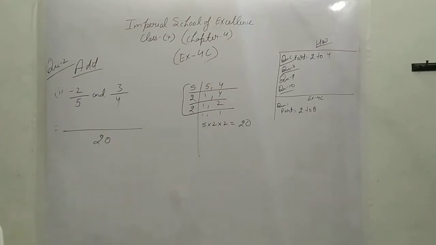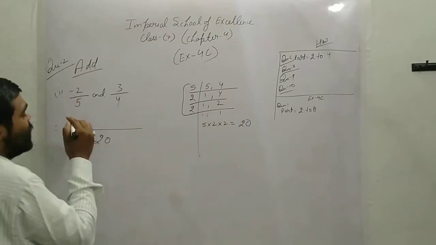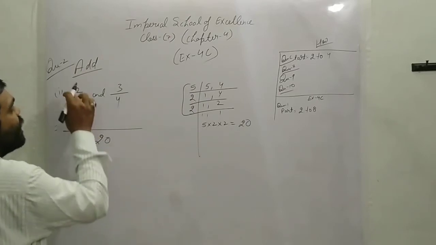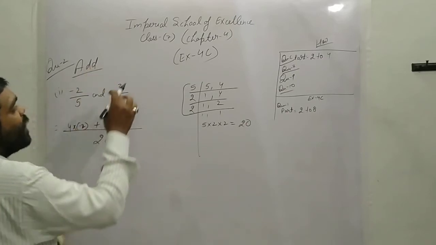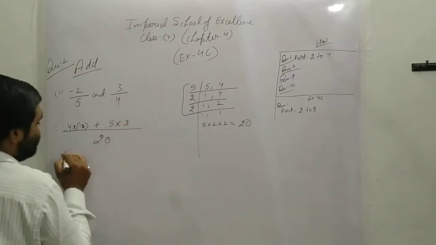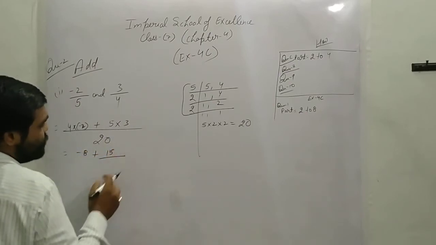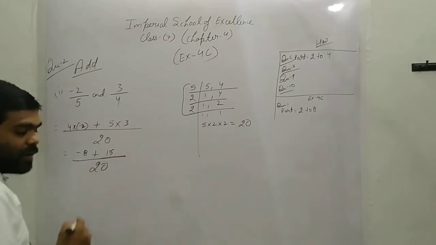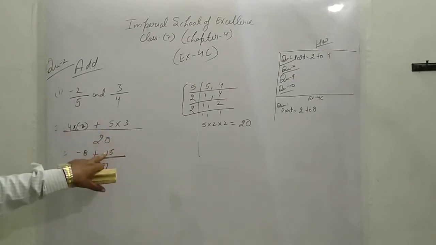Now what do we have to do? You have to speak the table of 5. How many times does 20 come in the table of 5? 5 1s are 5, 5 2s are 10, 5 3s are 15, 5 4s are 20. You have to write here 4. Multiply minus 2. It is given here to add, so plus. After that 4 5s are 20. You have to write here 5 multiplied by 3. 4 2s are 8, minus 8, plus 5 3s are 15, upon 20. 4 2s are 8, 5 3s are 15.